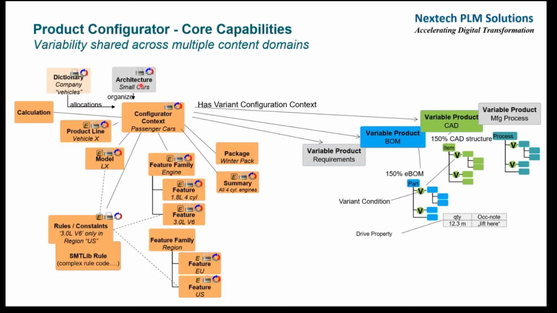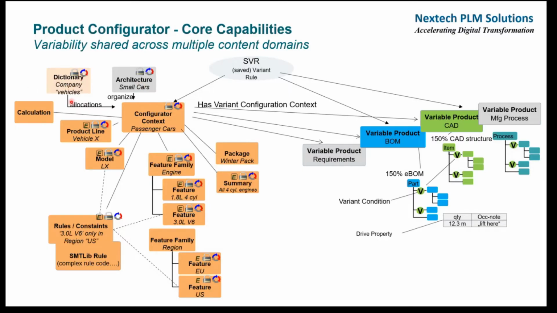Whether it is the manufacturing BOM or the bill of processes. Let's say for a certain model, some changes need to be performed in the manufacturing BOM, and certain operations need to be carried out in the bill of processes. That kind of variation you can bring as you do the configuration in the product configurator.